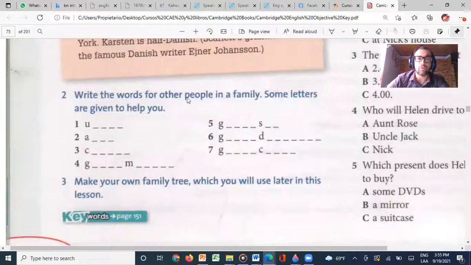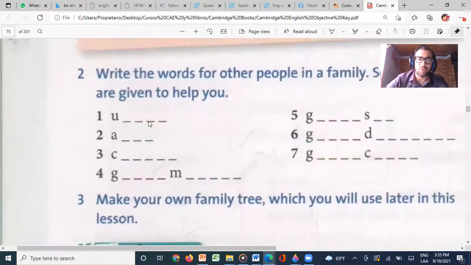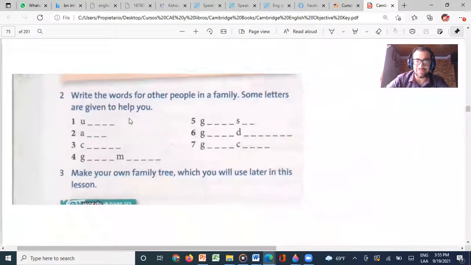Then number 2 says, write the words for other people in a family. Some letters are given to help you. So this is like playing scramble or something like that. You need to know which is the word, but they give you some information. So based on that, you need to figure out which part of the vocabulary goes here regarding the family.